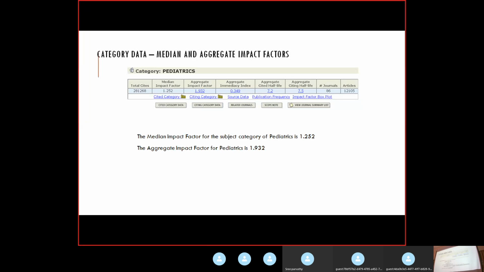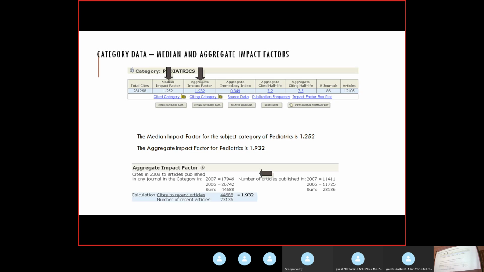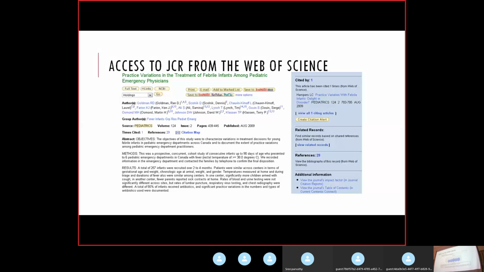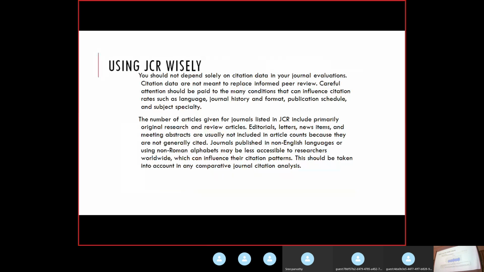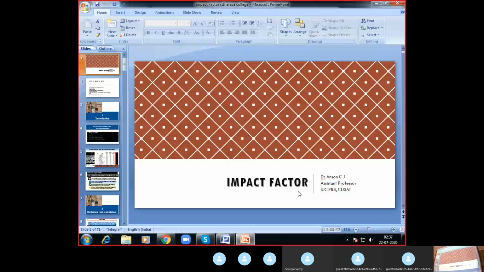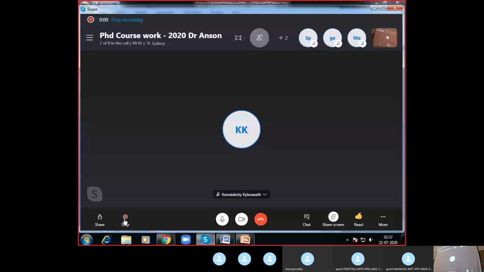The median impact factor is also reported in many of these journals. I think you know what median is. So this is my first part on journal impact factor.